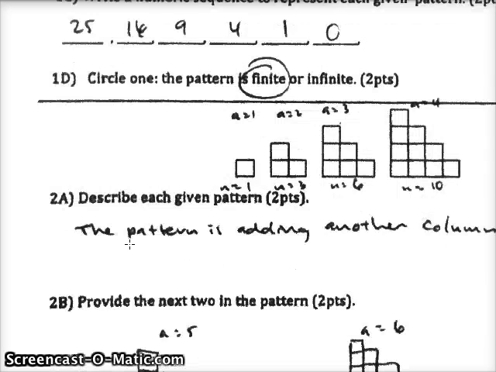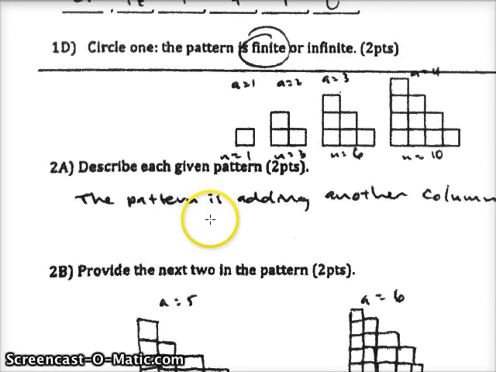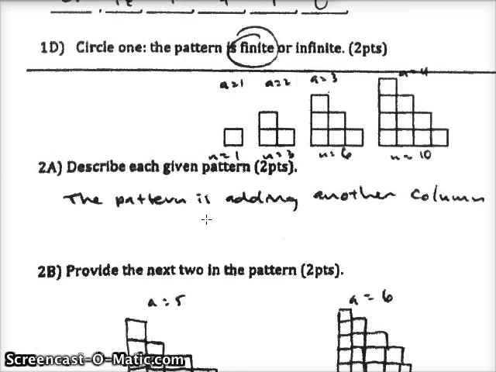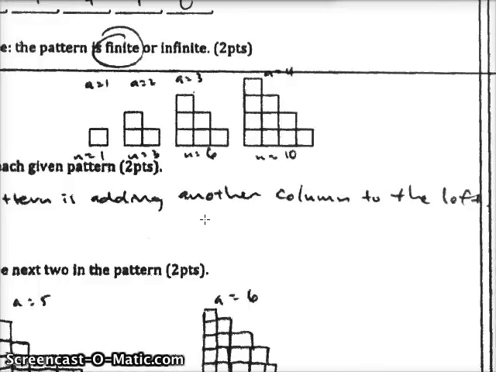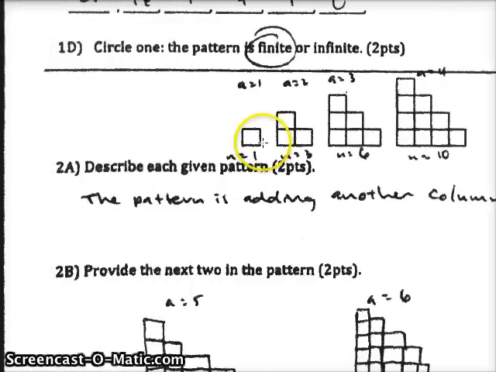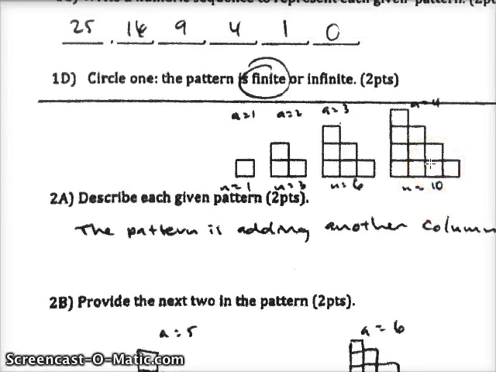Question 2A. Describe each given pattern. This one I said the pattern is adding another column to the left. That's how I described it, or you could have said adding another row to the bottom. For example, there's 1, and then there's 2, and you add another row, that's 3, and the next row has 4. Okay, so very similar to the other problem above.